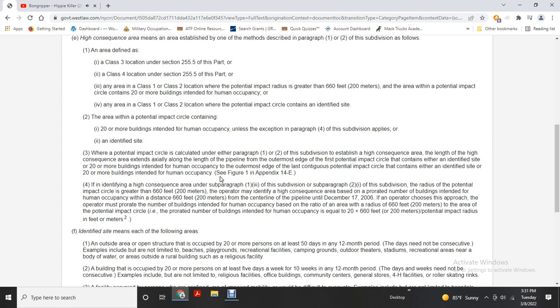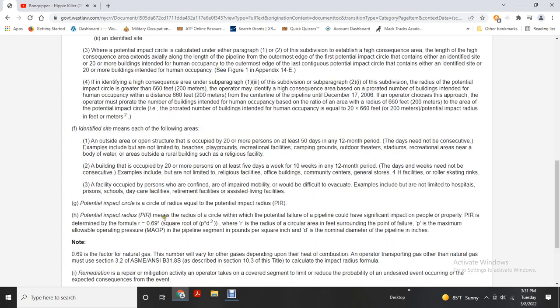If it is identified as a high consequence area under subparagraph 1 or 3 of this subdivision, or paragraph 2, and the radius of the potential impact circle is greater than 660 feet, the operator may identify the high consequence area based on a prorated number of buildings intended for human occupancy within a distance of 660 feet from the center of the pipeline, as of December 17, 2006. If the operator chooses this approach, the operator must prorate the number of buildings intended for human occupancy based on the ratio of the area within a radius of 660 feet. The prorated number of buildings is equal to 20 times the potential impact radius in feet, or in meters, divided by 660 feet, or 200 meters.